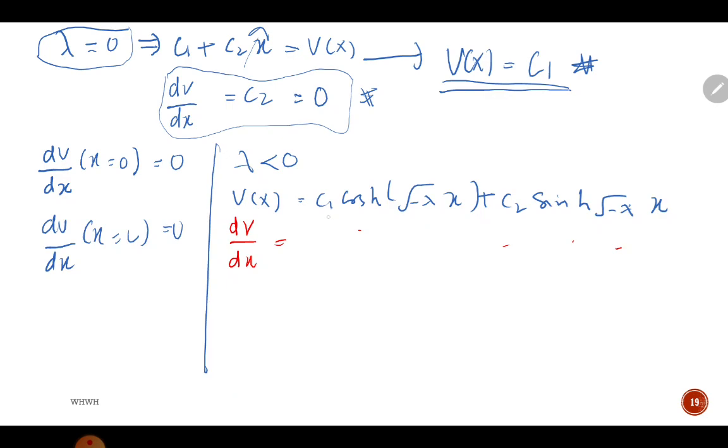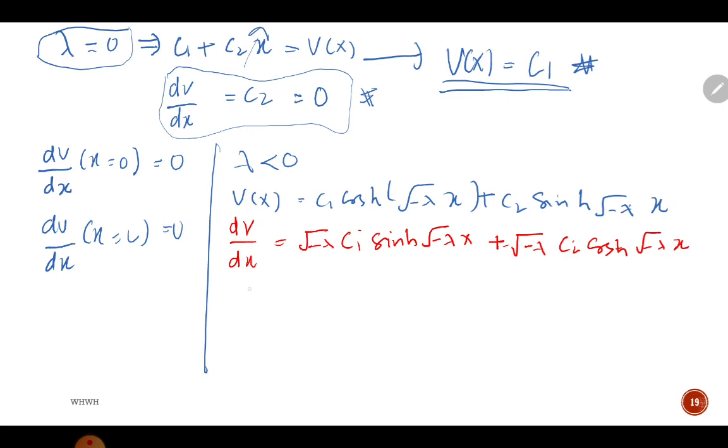So differentiate C1 cos root of minus lambda x, kita akan dapat root of minus lambda C1 sin root of minus lambda x plus with minus root of minus lambda C2 cos minus root of minus lambda x.